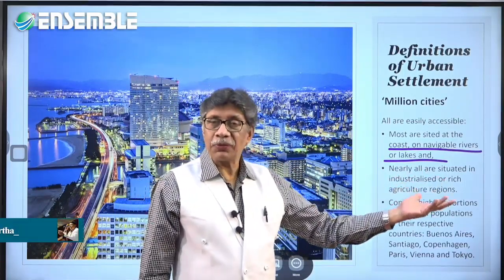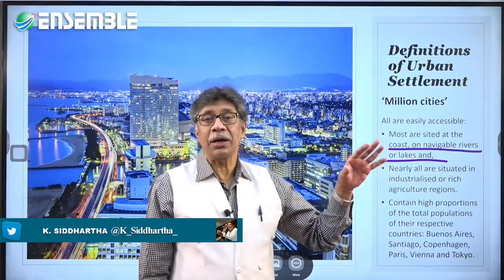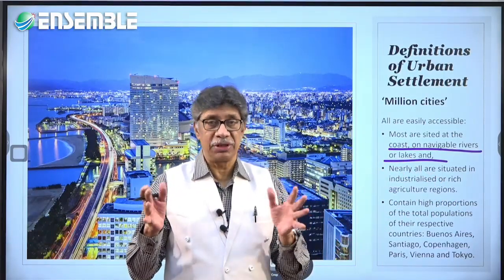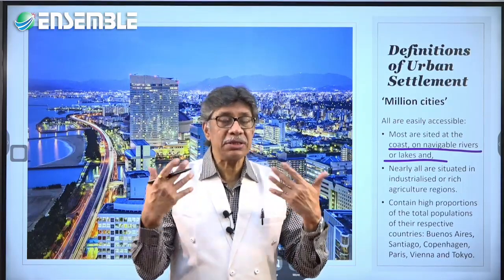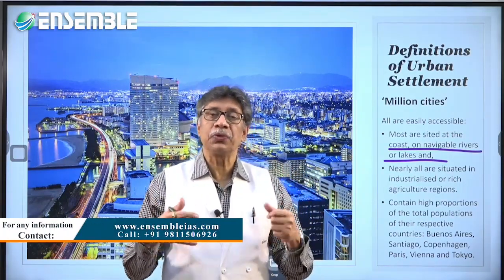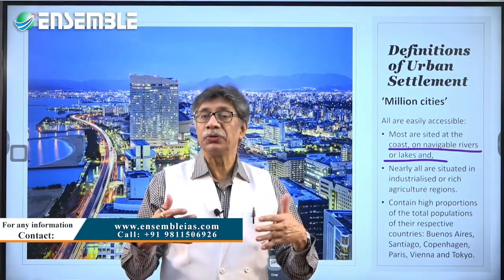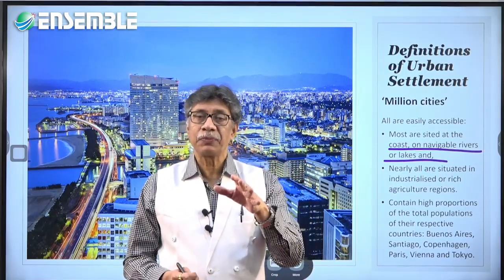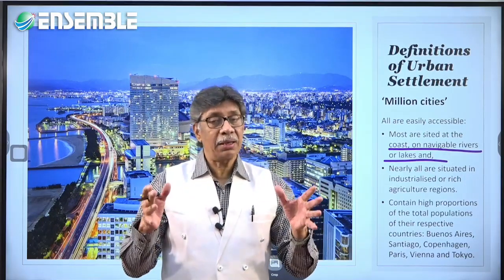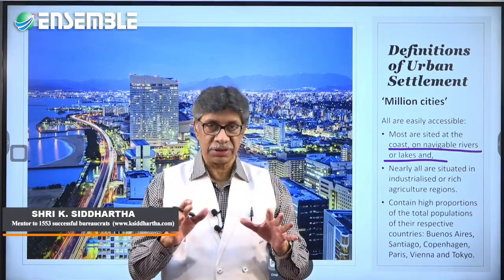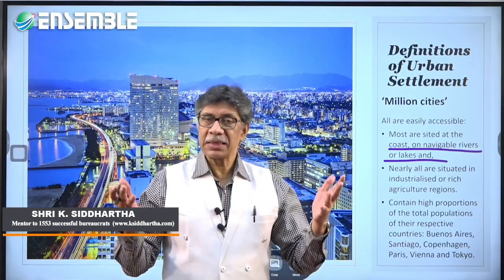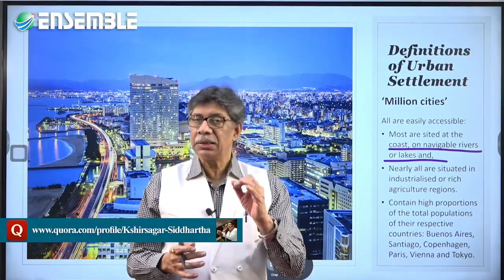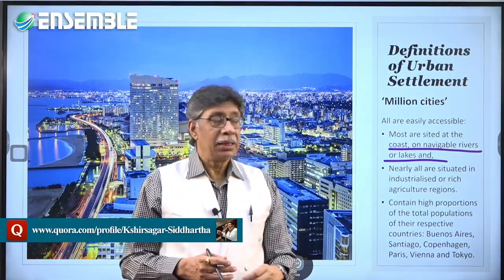And a good number of them are going to be in industrialized or agricultural regions. And when we are talking about industrialized or rich agricultural regions, it is this rich agricultural region that is responsible for giving them some amount of commerce. Patna, for example, is in the midst of an agricultural region. Prayagraj in the midst of an agricultural region. Lucknow was almost the same. Most of the cities that have evolved in the Gangetic Plain are part of it.